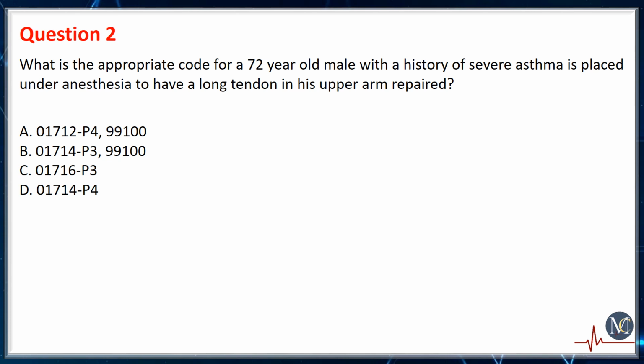Our next question is: what is the appropriate code for a 72-year-old male with a history of severe asthma who is placed under anesthesia to have a long tendon in his upper arm repaired? Option A with service code 01712 along with modifier P4 and add-on code 99100. Option B with service code 01714 along with modifier P3 and add-on code 99100. Option C with service code 01716 along with modifier P3. Option D with service code 01714 along with modifier P4.